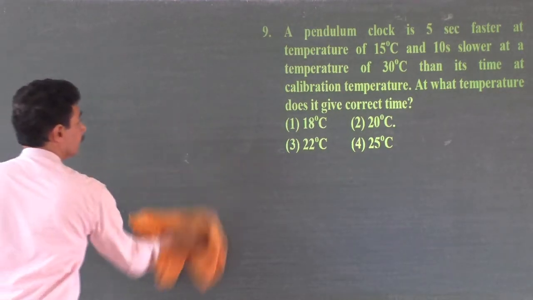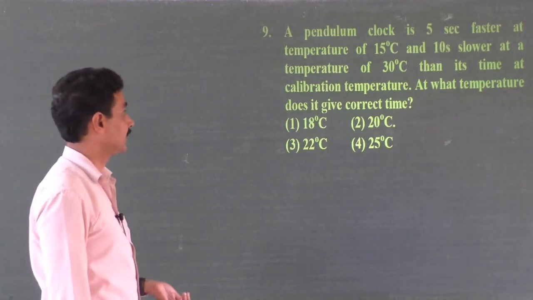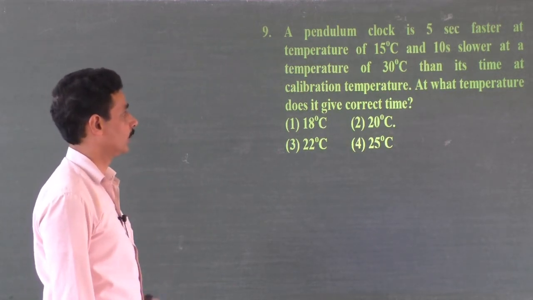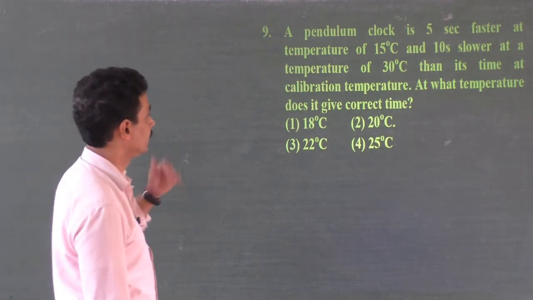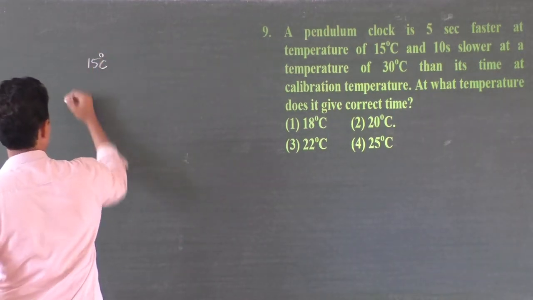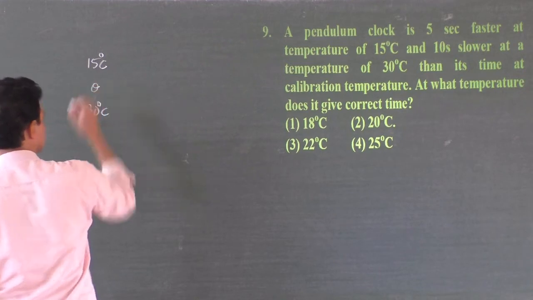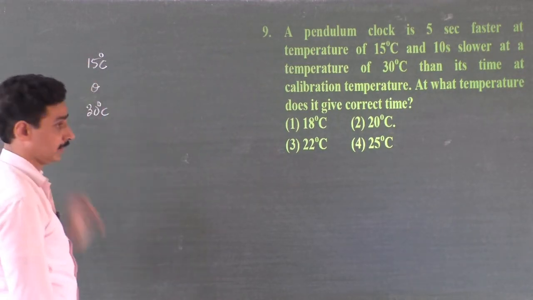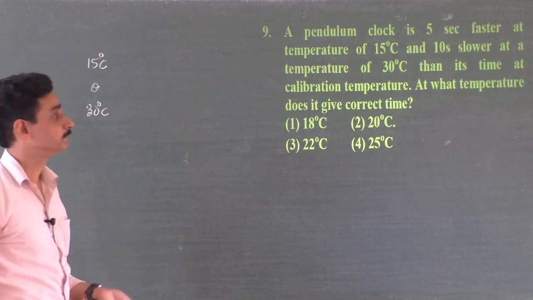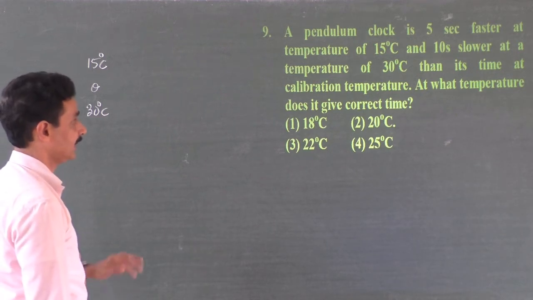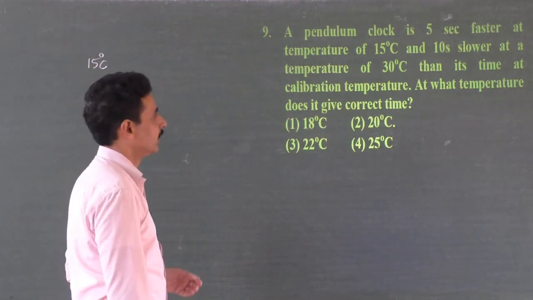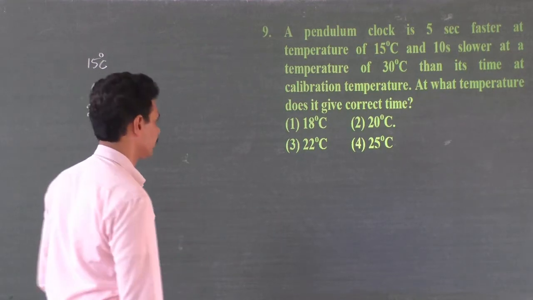A pendulum clock is 5 seconds faster at temperature of 15 degrees Celsius and 10 seconds slower at 30. Between 15 degrees Celsius and 30 degrees Celsius, there should be a calibration temperature theta, which is lesser than 30 and more than 15. When it is heated it becomes slower because length becomes more and it vibrates slowly. Time taken is more. At what temperature does it give correct time?